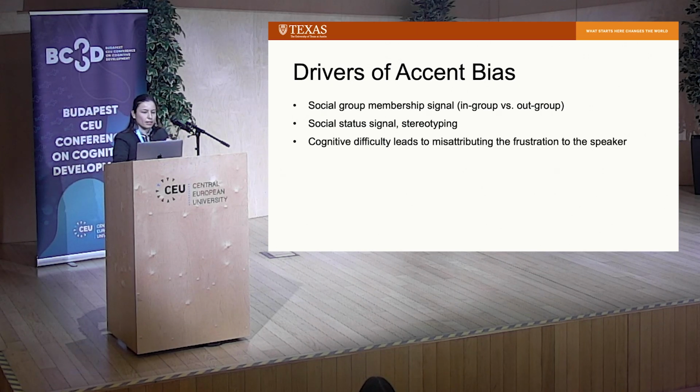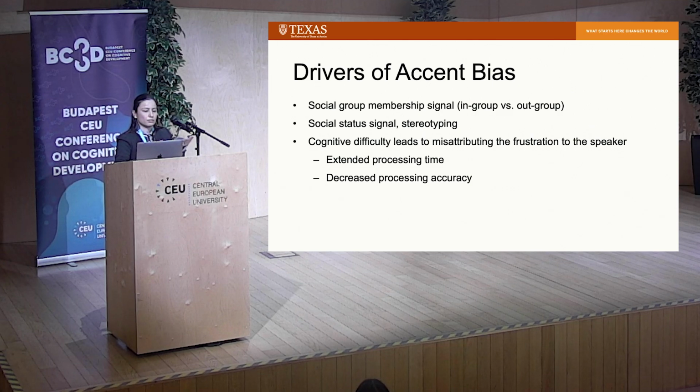But what I'm most excited and interested in, in this accent bias literature, is the possibility that accent bias might also arise from a bottom-up approach, where the cognitive difficulty of processing a non-mainstream and unfamiliar accent is more taxing on your cognition, and therefore the listener might become frustrated and misattribute the frustration to the speaker instead of their speech. What I mean by this cognitive taxation is twofold, right? The extended processing time, taking longer to understand speech, and also the decreased processing accuracy, so making more errors in decoding the speech.